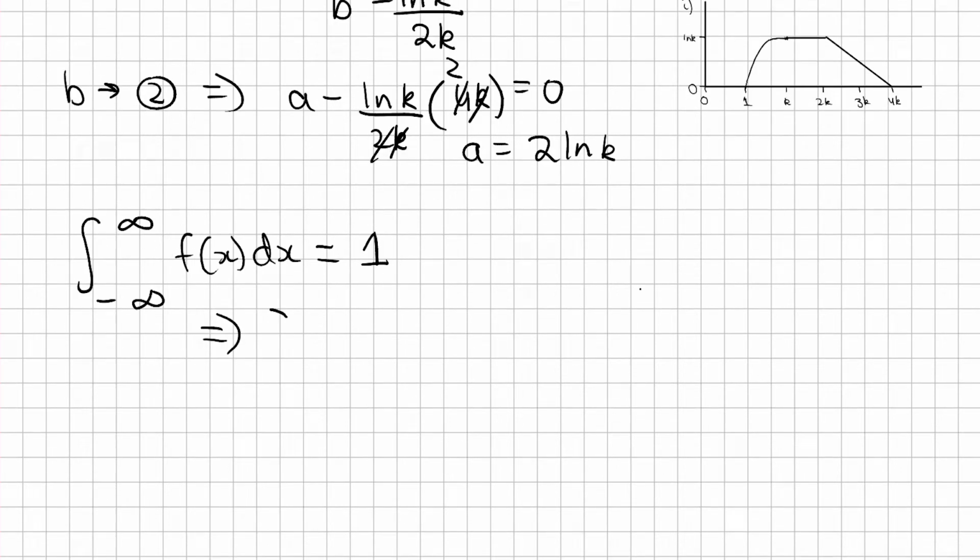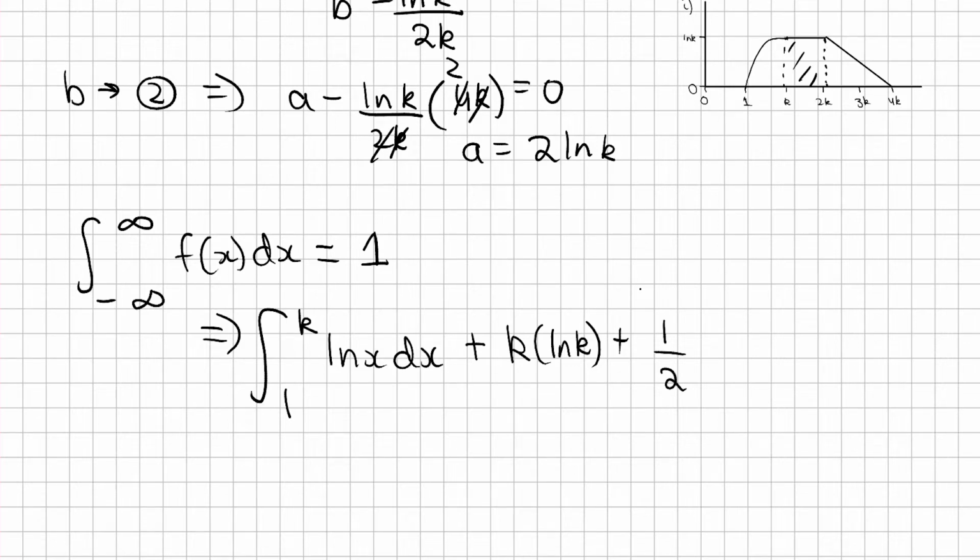So that gives us this integral from 1 to k, this part there from 1 to k of the natural log of x with respect to x, plus k times the natural log of k, which is this rectangle here. And then we're also going to have a triangle which is a half times 2k times the natural log of k, which is this triangle right there.